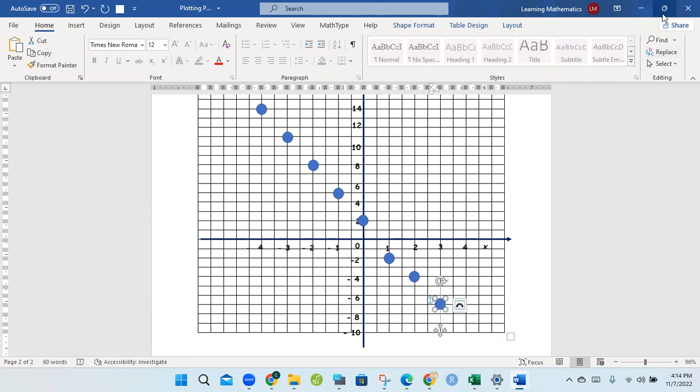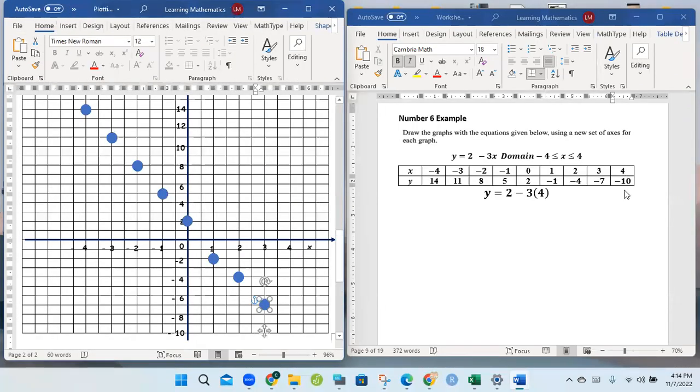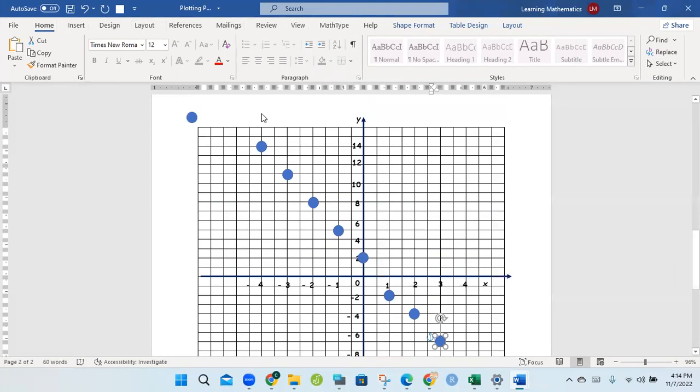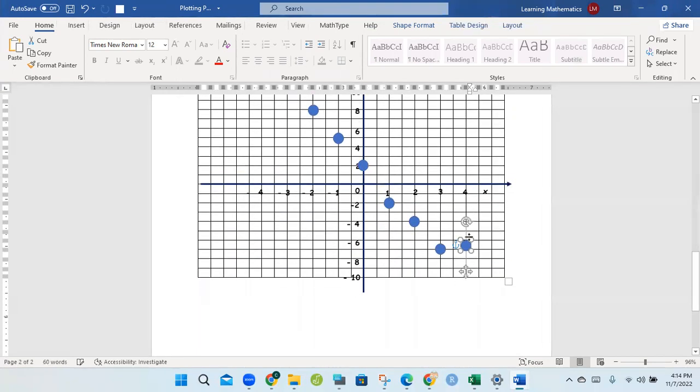And our final point is 4 on the x and -10 on the y. That's our final point plotted. So now what we need to do is join these points with a straight line.